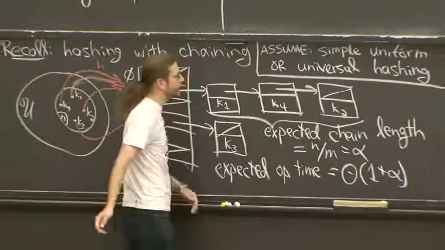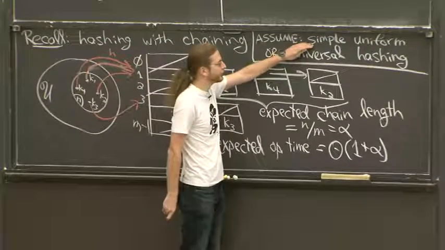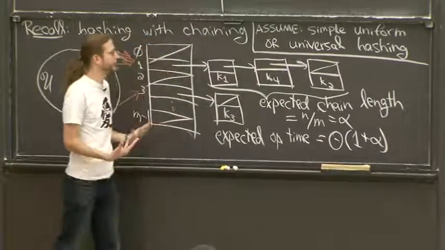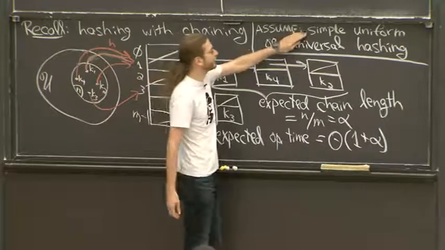The analysis we did was with simple uniform hashing. An alternative is to use universal hashing, which is not really in this class, but if you find this weird, then this is less weird.